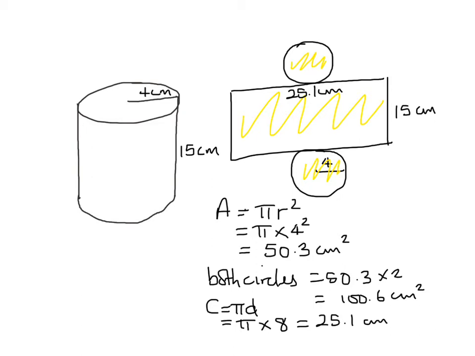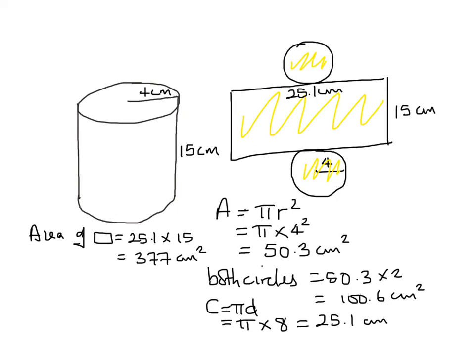We know that the area is length times width. We've now got the length, we've got the width. So now it's an easy job of calculation. The area of the rectangle is 25.1 times 15, and that gives us a grand total of 377, rounded.